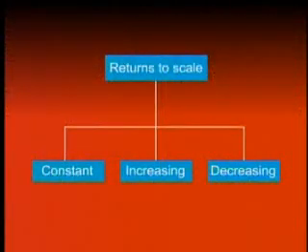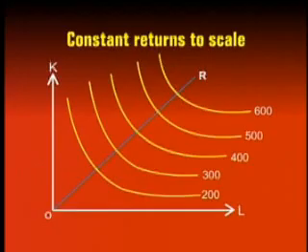So here we see how isoquants can illustrate constant, increasing, and decreasing returns to scale. Let's first look at figure 1. In figure 1, you will see that the isoquant map contains isoquants which are equally spaced. That is, the distance between the 200 isoquant and 300 isoquant is the same as the distance between the 300 isoquant and the 400 isoquant.